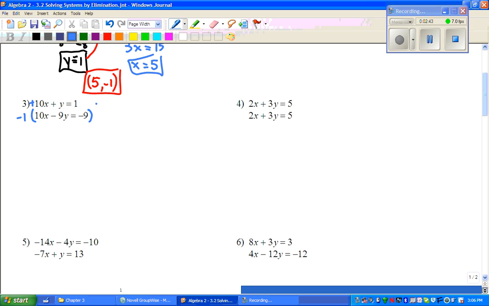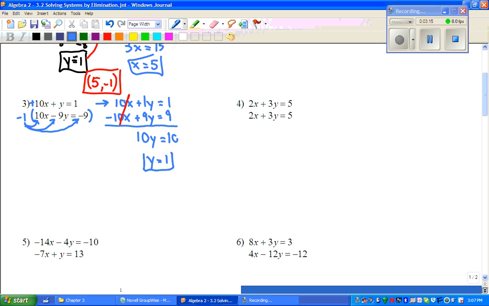Okay? So my top equation is going to stay the same. 10x plus 1y equals 1. And then I got negative 10x. And what happens is you distribute it here, here, and here. So I'm going to get plus 9y, all right, is equal to a positive 9. All right, this eliminates. So when I draw my line right here, I'm left with 10y is equal to 10. So y is going to equal a positive 1.